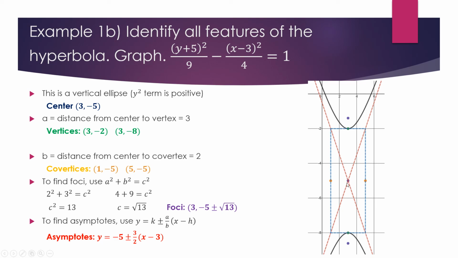So again, if I'm making my graph, I would start with my center. I would plot my vertices. I would plot my co-vertices and draw in my guiding rectangle. Once I have my guiding rectangle that contains the vertices and the co-vertices, I would draw my asymptotes through the diagonals of the rectangle, and then we can sketch in the two branches of our hyperbola. Start by one asymptote, go through the vertex, and end next to the other asymptote. Down here, start by this asymptote, go through the vertex, end next to the other asymptote, and you can also add the foci above and below the center.